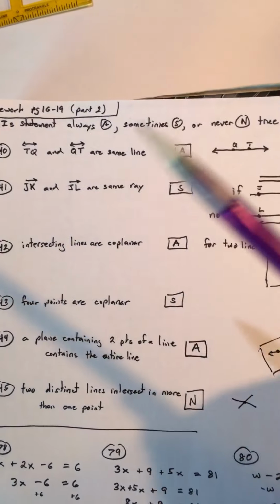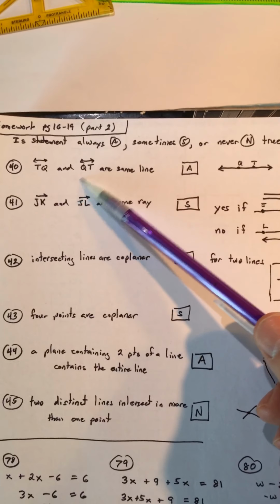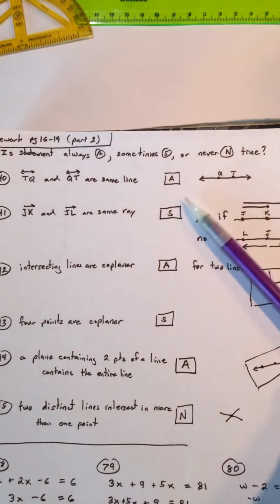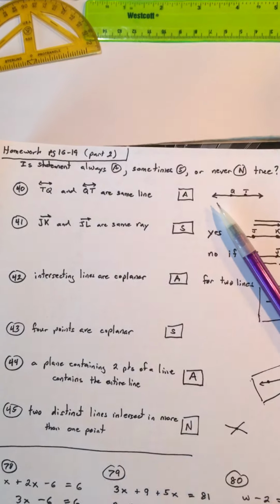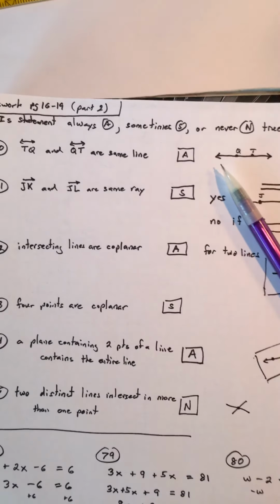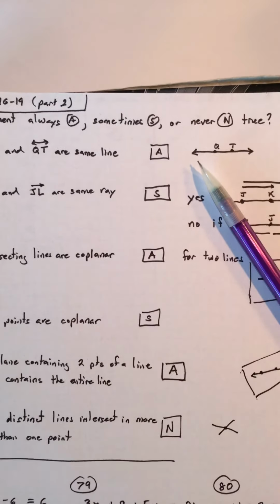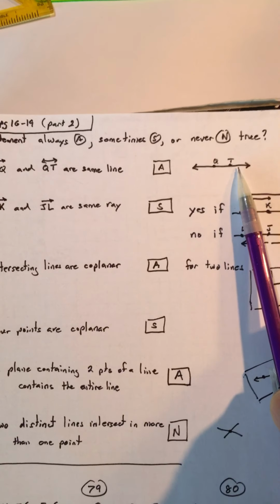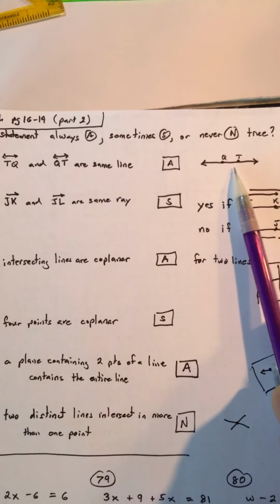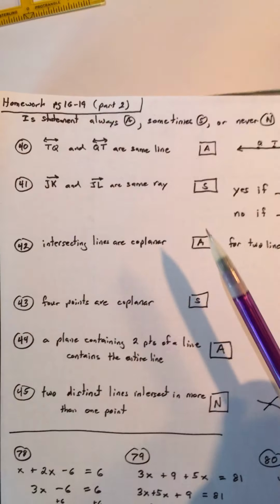First one being TQ and QT are the same line. Well, that is always true because it's just a different way of writing the same line. So Q and T are on the line, and I can call it QT or TQ, so that's always true.